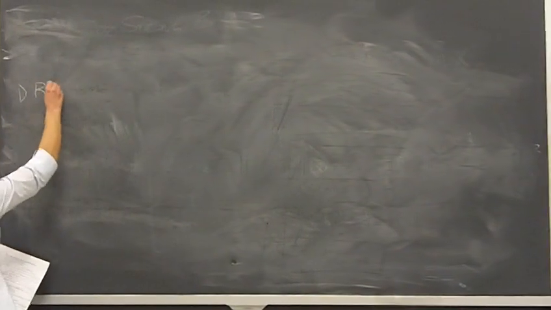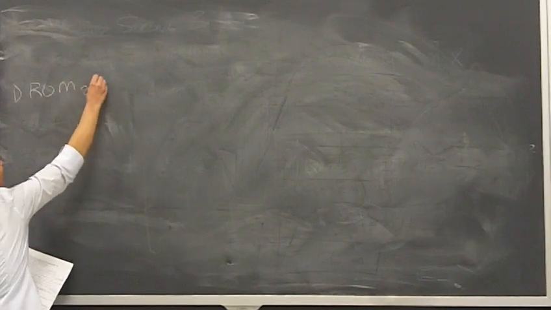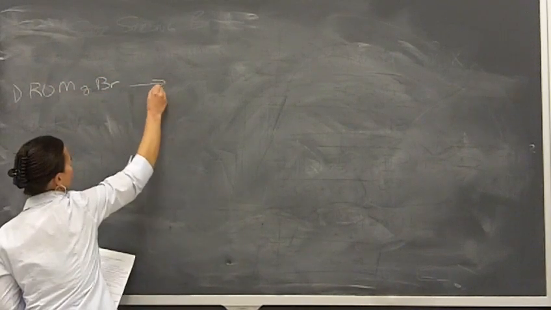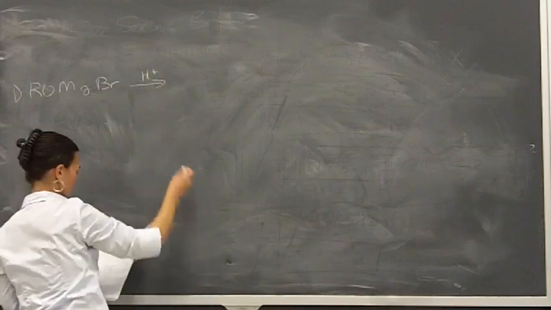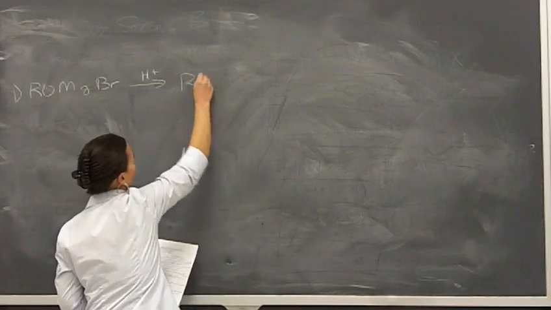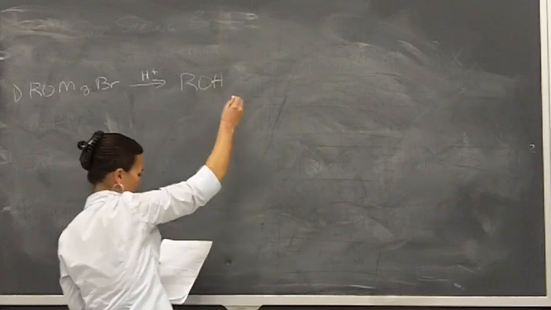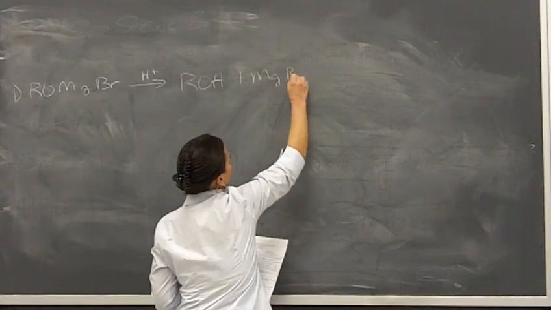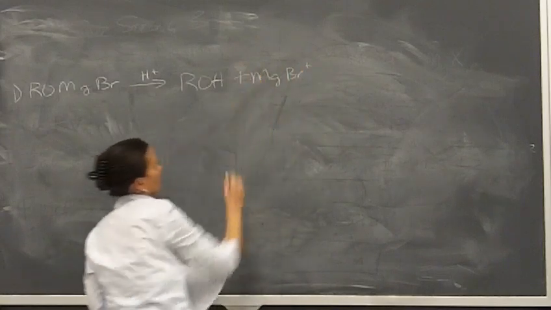So first of all, we're taking our intermediate here, and we're adding the acid to it, and we're making our alcohol, which is our desired product. Okay? Plus we'll have some magnesium bromide floating around in there, all right?